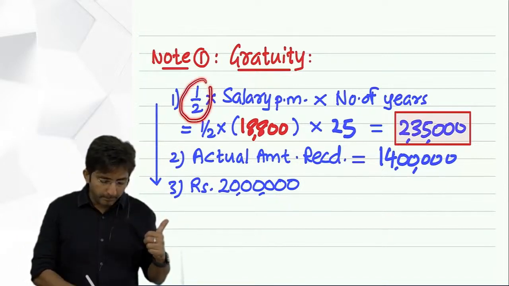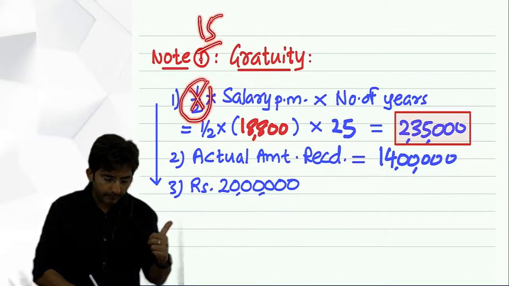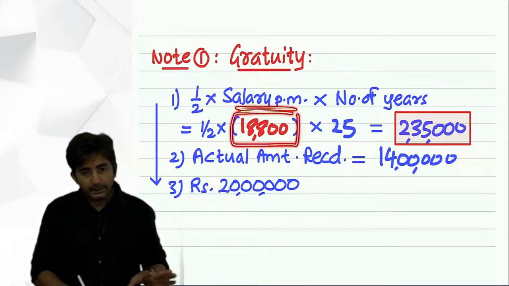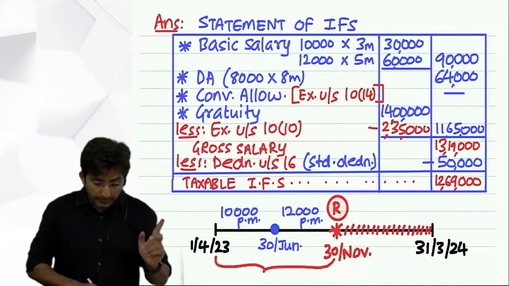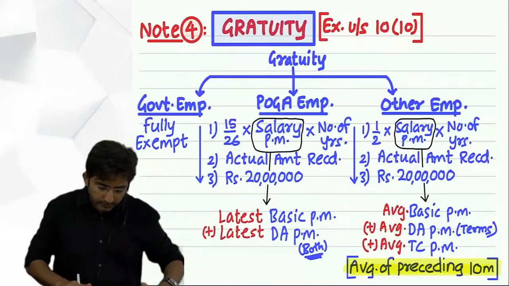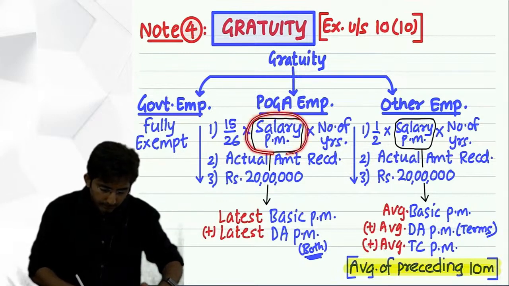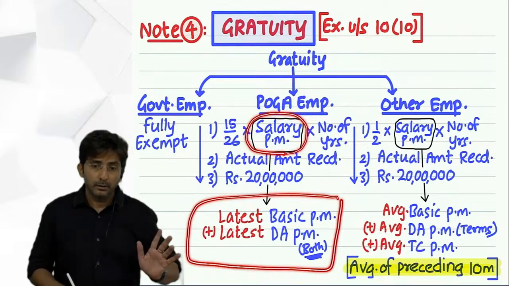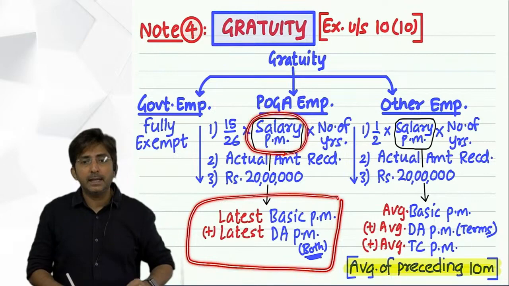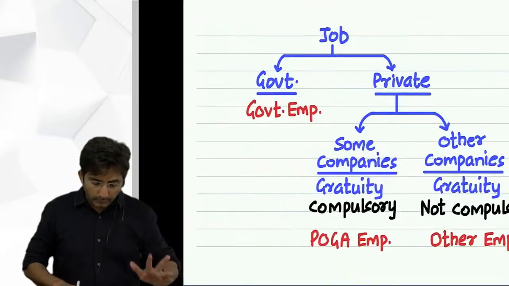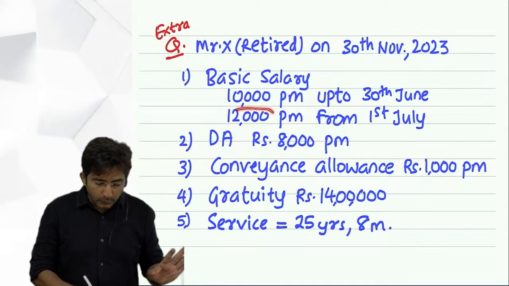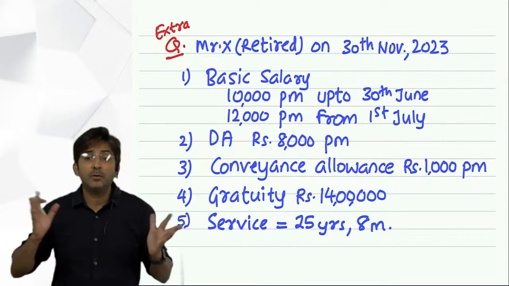This half will become 15 upon 26, okay? Then, first talk about this. Will this be 18,800? In POGA employees, salary means, wait, where was it? Latest basic per month and latest DA per month. And both. Okay? So use this knowledge and tell me. In my question, what is the latest basic? 12,000. See, 10,000 was there earlier. Latest means at the time of retirement.